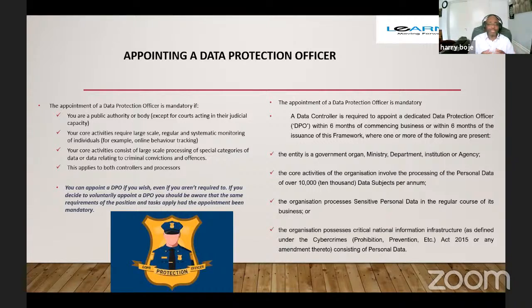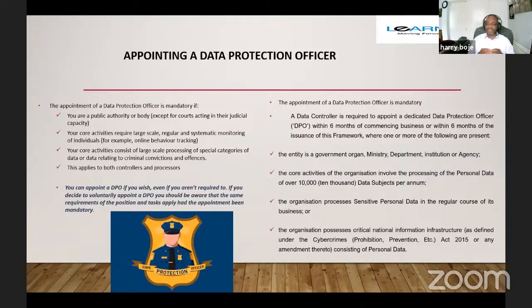So, for example, say the organization has a workforce of 30 people, but they process a high volume of sensitive data, like health records. Therefore they have to appoint a DPO to be compliant. It applies to both controllers and processors. While in the NDPR, it states that it is mandatory; it says the data controller is required to appoint a DPO.